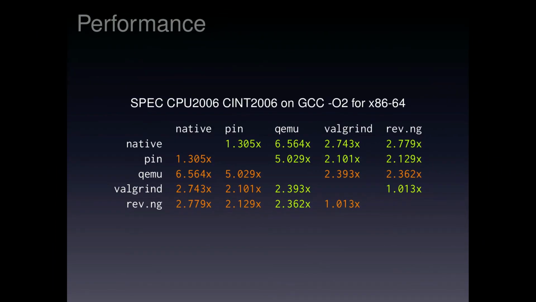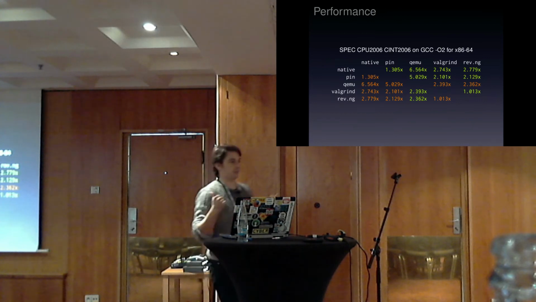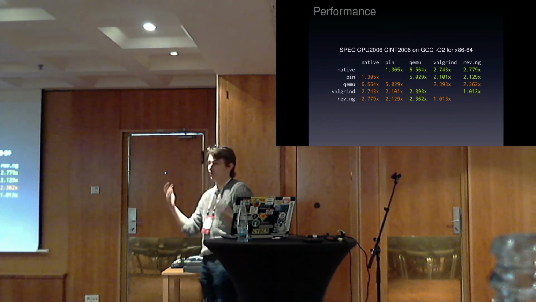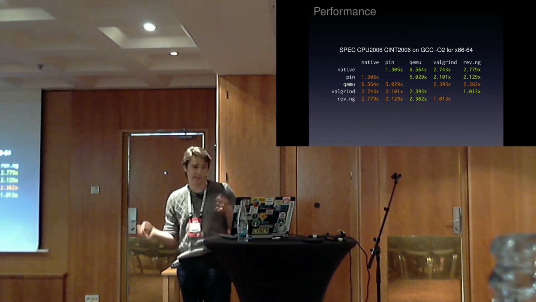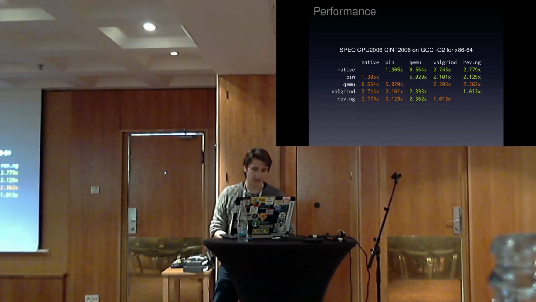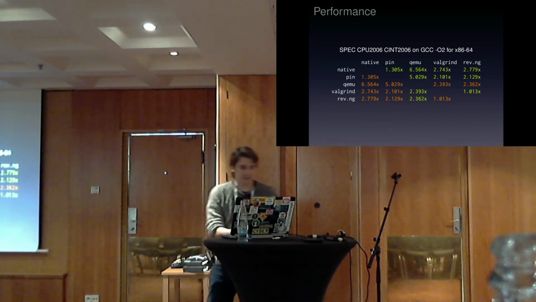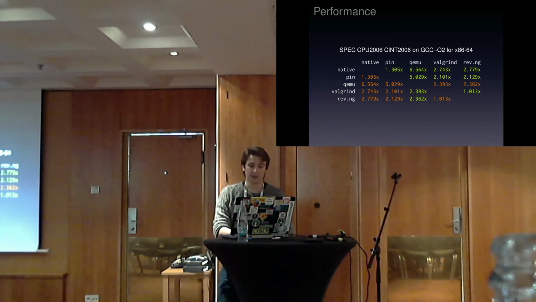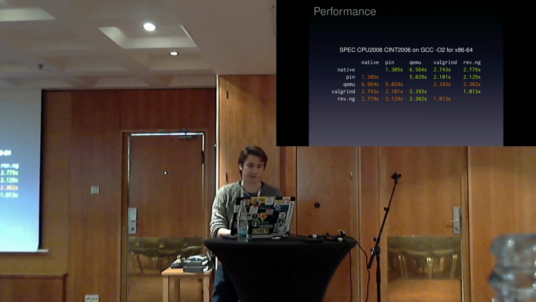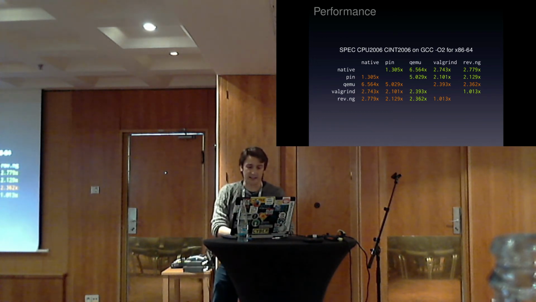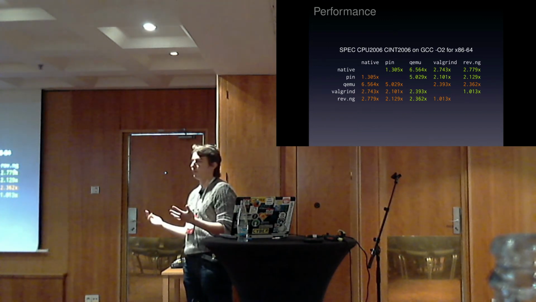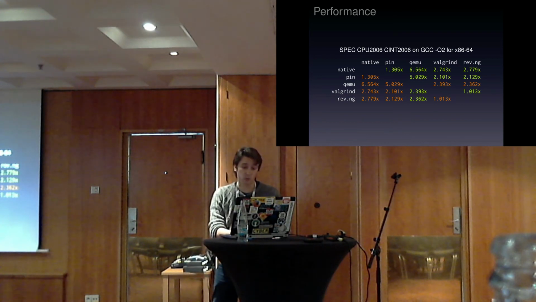So here are the performance results. These are performances taken from SPEC CPU 2006, a very well-known benchmark suite, only the integer ones, compiled for x86-64 with GCC and O2. And we compared the performances of the native program, of QEMU and of Revenge. So let's first look at those three. Green means faster and orange means slower. For instance, native is 6.5 times faster than QEMU, but it's only 2.7 times faster than Revenge. So this means that Revenge is 2.3 times faster than QEMU.